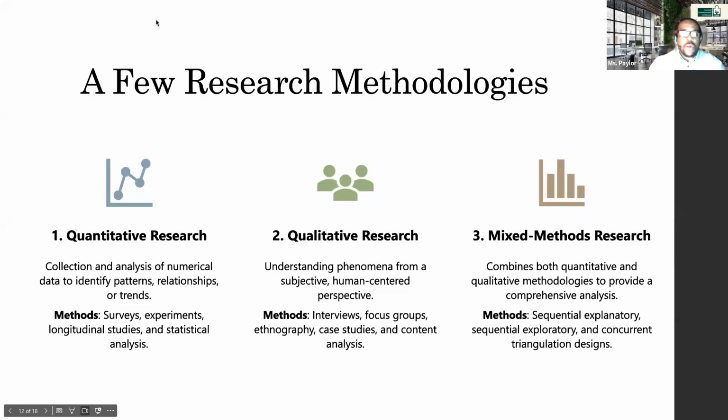So we have quantitative research, qualitative, and mixed methods. There are several more, but these are the most common. Quantitative research, that's when we're looking at the quantity of things, a collection of numerical data. We're identifying patterns, relationships, or trends. So that's done with your surveys that you typically see all over the place, certain experiments such as randomized control trials, longitudinal studies, and statistical analyses.